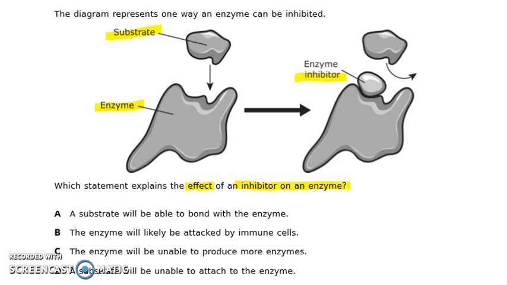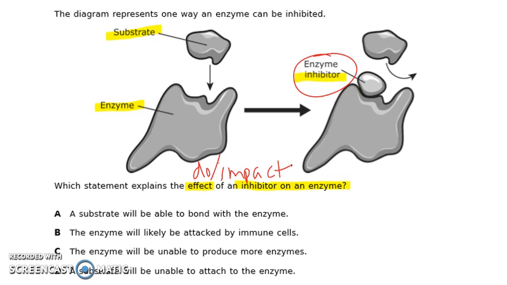So it's wanting us to figure out this inhibitor that we see up here, the effect that it has on our enzyme. What does it do to our enzyme? How does it impact it? Okay, so just looking at the picture, even if you don't remember what the word inhibit or inhibitor means, we should be able to figure it out from this picture.